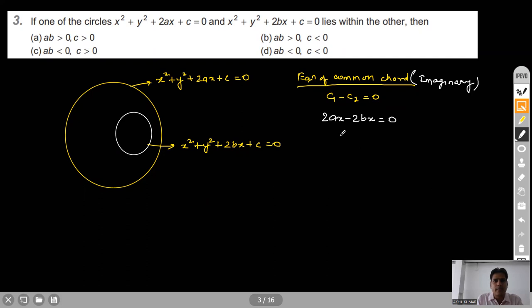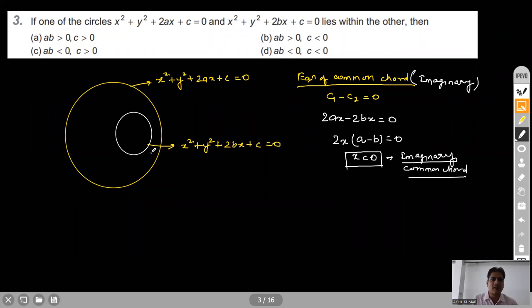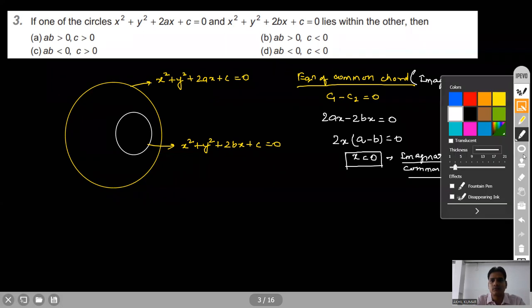From here, if I take 2x common, then it will be 2x times (a minus b) equal to 0. From here we can say x equal to 0 is an imaginary common chord. And this common chord, in this particular case, we can also call an imaginary radical axis. So x equal to 0, suppose I am taking this line as x equal to 0, right?